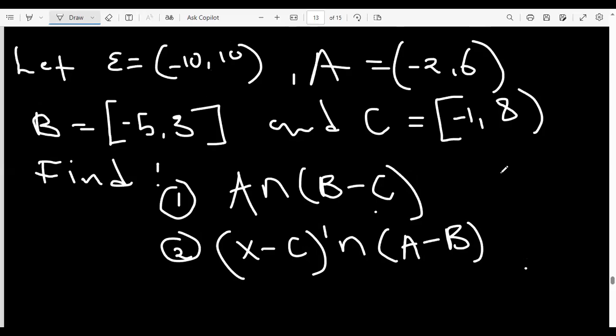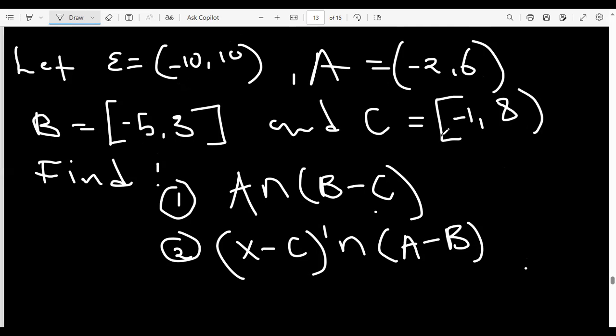Okay, let us look at this question, which is on showing set intervals on the number line. They are saying let the universal set be from -10 to 10, where both the -10 and the 10 are not included in this interval. And then let A be an open interval from -2 to 6. Let B be a closed interval from -5 to 3.